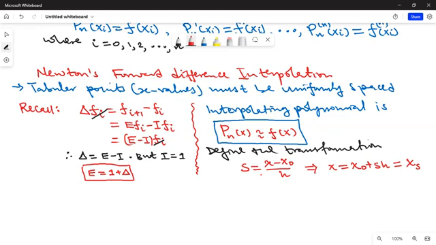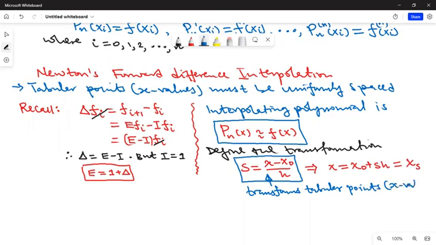But something I need you to take note of is that this transformation will always transform tabular points, the x values, into integers. You can comment on it and say that this transformation transforms the tabular points, which are the x values, into integers. Why are we saying it will transform them into integers?